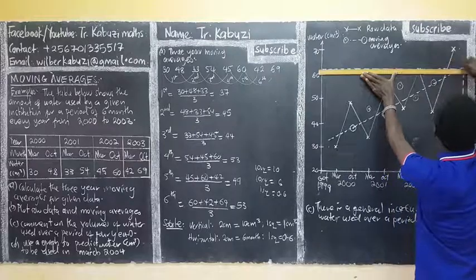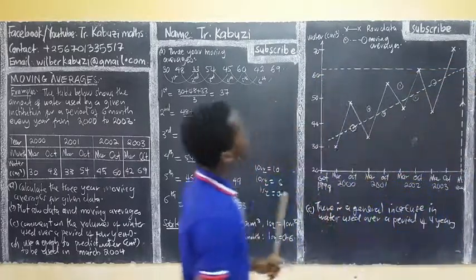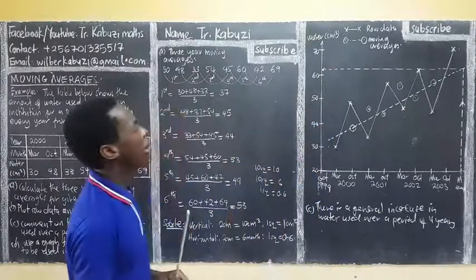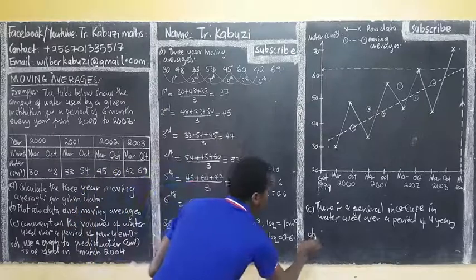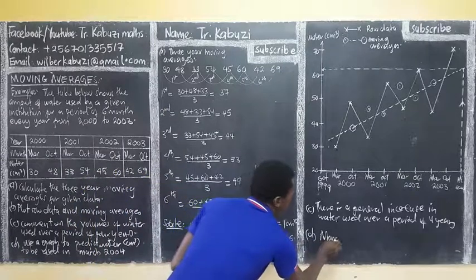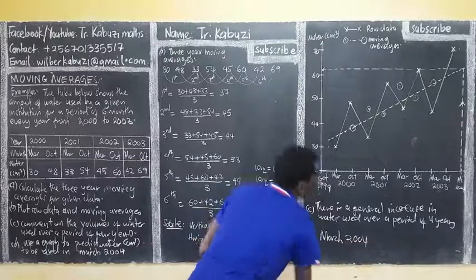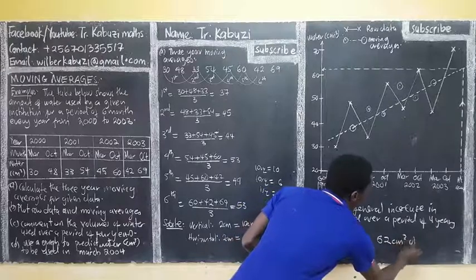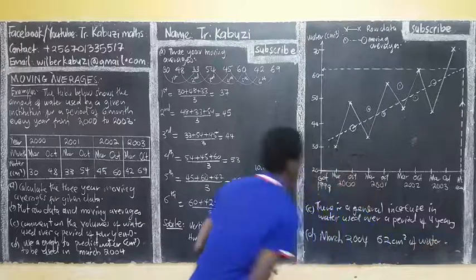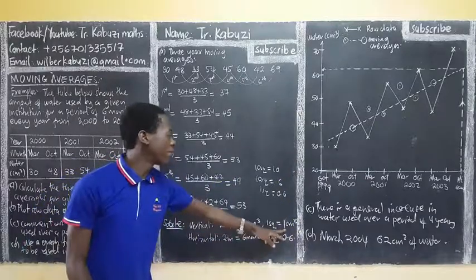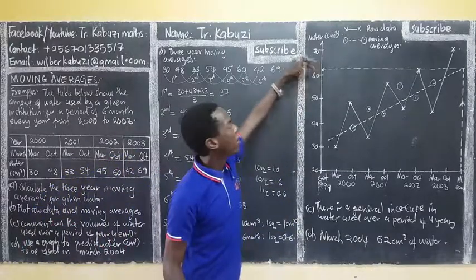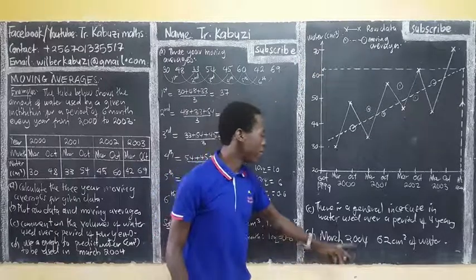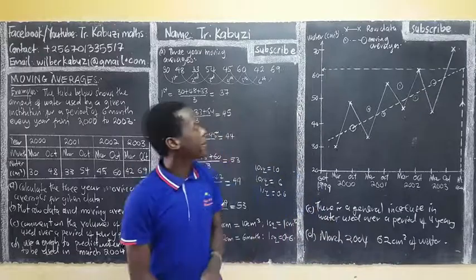Now you know that line should be straight. So me, remember every centimeter is representing 1. So what I get there, I'm seeing that in March 2004, we shall use 62 cubic centimeters of water. Why? Because I said every one small square is representing 1. So these are 2 small squares. So 60, 61, then 62. So it means that in March of 2004, we shall use 62 cubic centimeters of water.